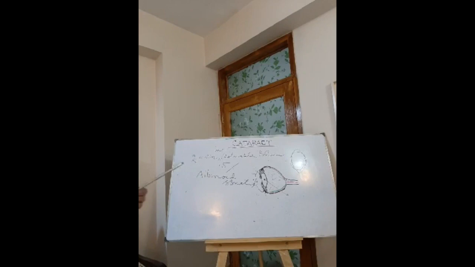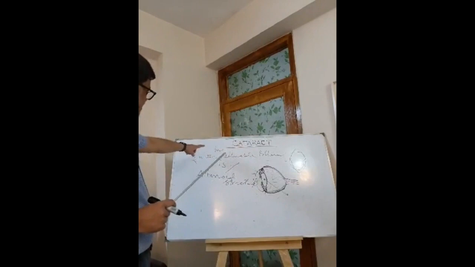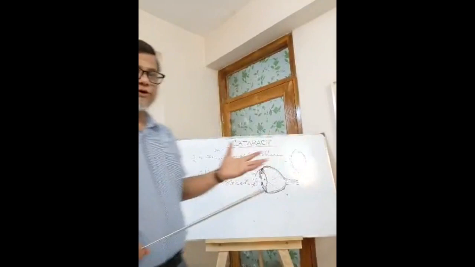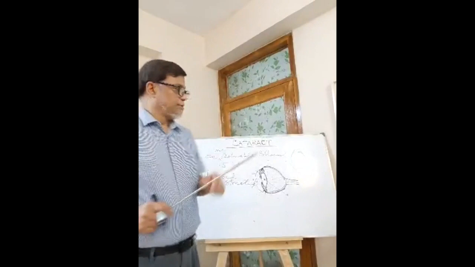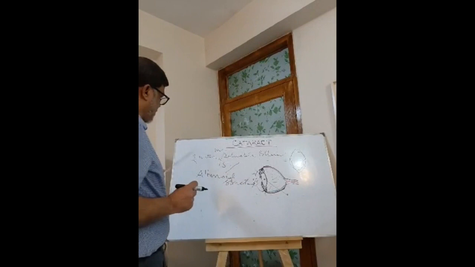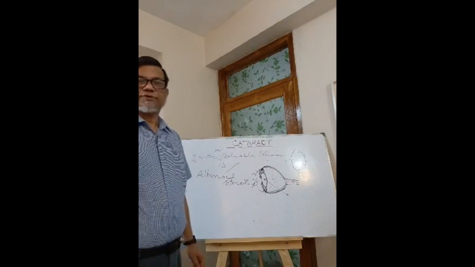The problem is that when a man becomes old, this soluble protein becomes insoluble. With age, the lens protein, what was soluble, becomes insoluble. So there will be cloudiness or opacity of the lens. When the water soluble protein becomes insoluble, there will be the formation of opacity or cloudiness. This is known as cataract.